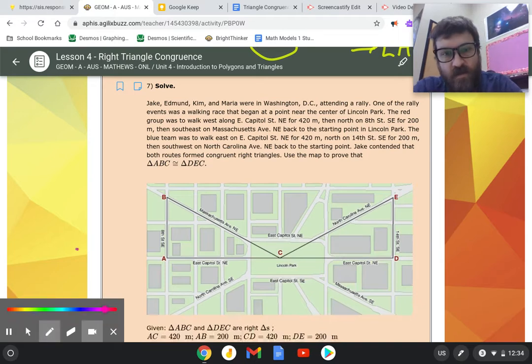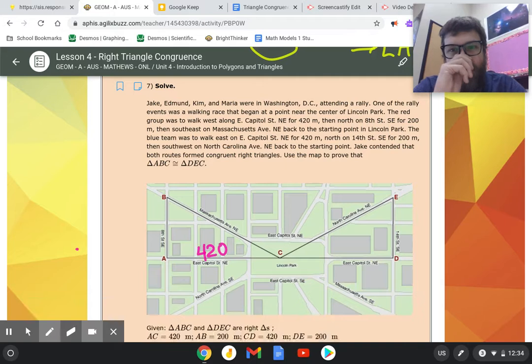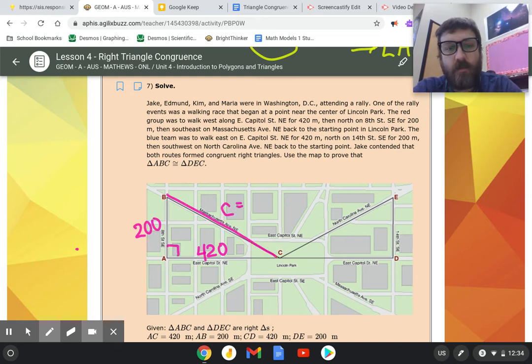Okay, let's find where that is. That's going to be right here, 420. And then north on 8th Street Southeast for 200 meters. Then southeast on Massachusetts Avenue. That's going to be this right here. That's the hypotenuse of that triangle because this is a right angle. So we know we could use the Pythagorean theorem to find that distance right there.